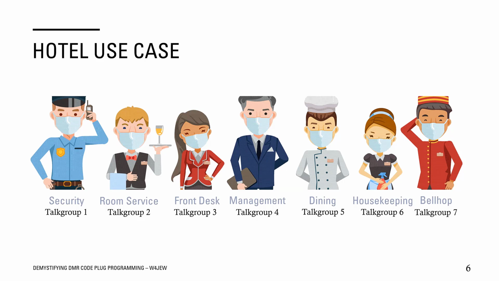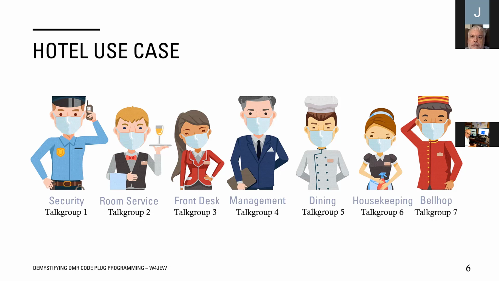So think about an organization like a hotel that has a lot of different types of employees. They're all carrying around radios with them. They all need to be able to communicate with each other. But guess what? Room service doesn't need to hear what's going on at the front desk. Housekeeping doesn't need to hear the bellhop. Management probably needs to be able to talk to everybody. Security may need to be able to talk to everybody. But are you going to have 7 different radio systems, or are you going to have one radio system that can support all? Well, with DMR, you can have one radio system that supports all of these users.